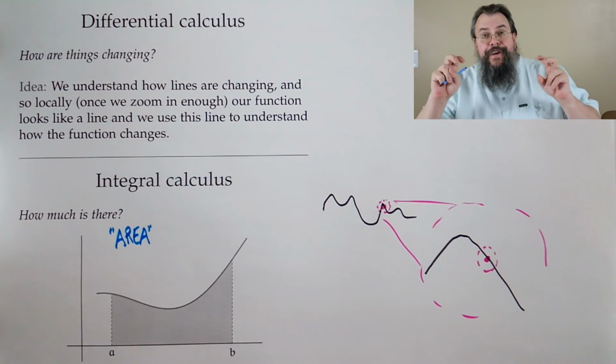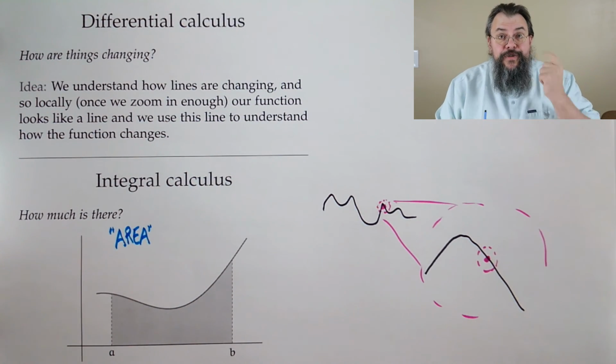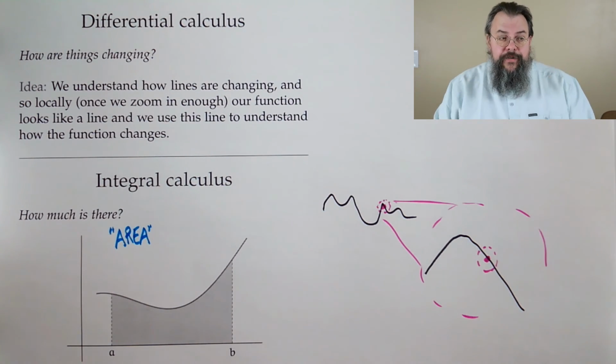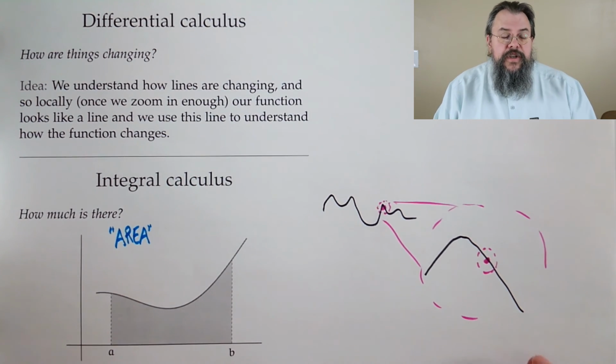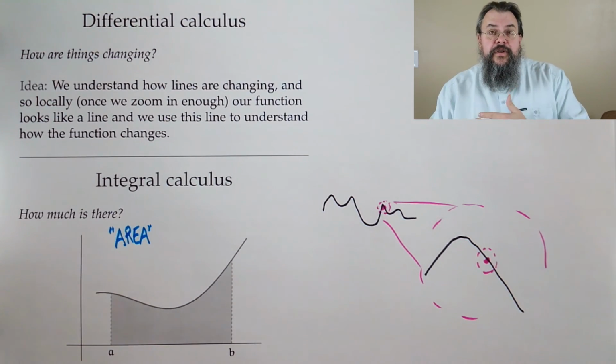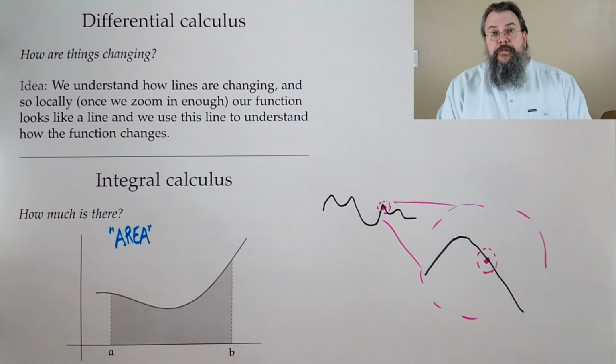Now I'm putting area in quotes for two reasons, and two very important reasons. The first reason is we'll allow for negative area. Of course, that seems somewhat strange. You can think of it as maybe signed area, where we say, okay, area could be positive or negative. You can contribute to the total. You can remove from the total.